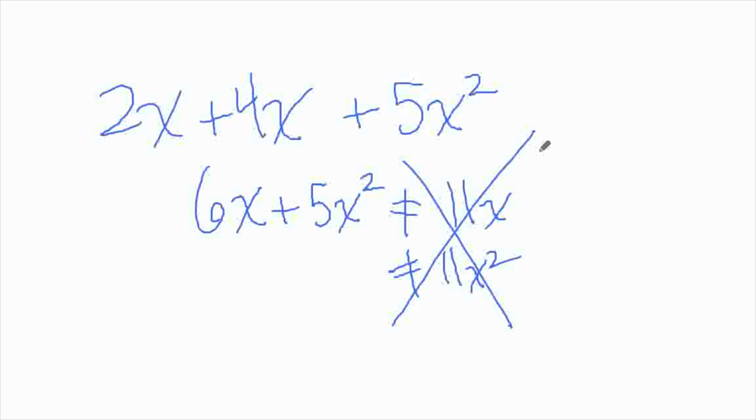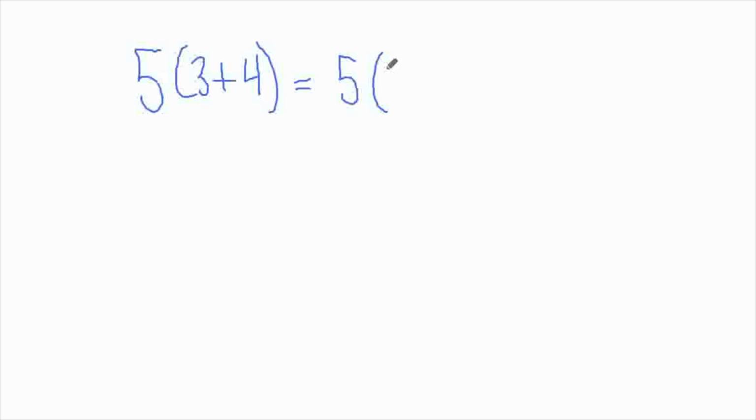Now another concept related to expressions is dealing with parentheses. If you have 5 times a sum in parentheses like this, you can work it out. First of all, this is 5 times 7 because the parenthesis gives us 7.